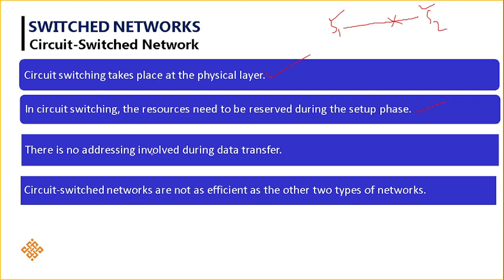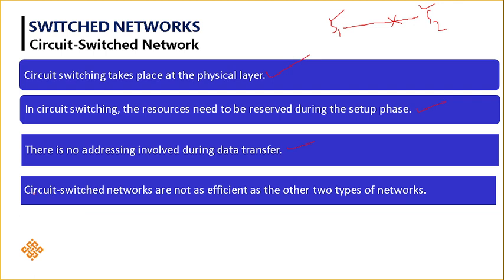There is no addressing mechanism involved during data transfer because it is connection oriented. You need not have the address for each and every message. Whereas in case of message switching, since we don't have a fixed path, every header contains the source and destination address for every message. That is not needed here because all the data is moving in the same direction. Because of that, there is no problem with addressing.